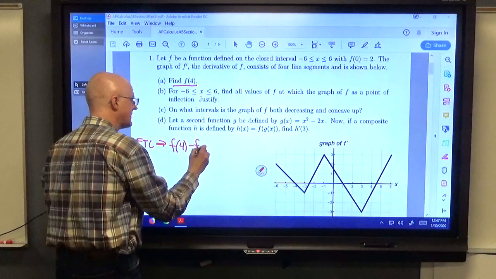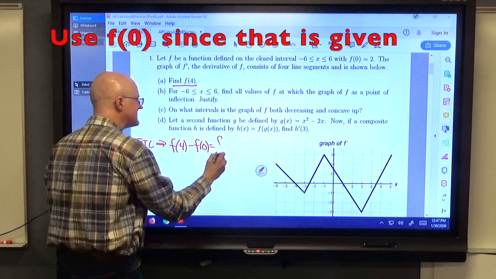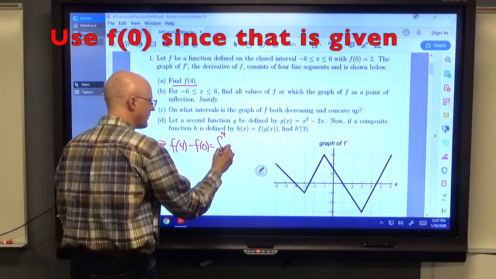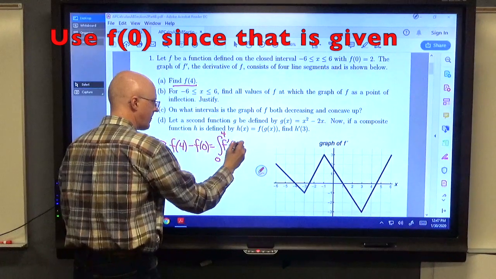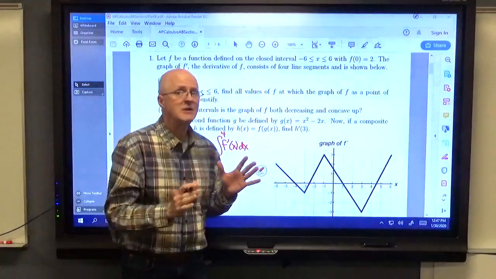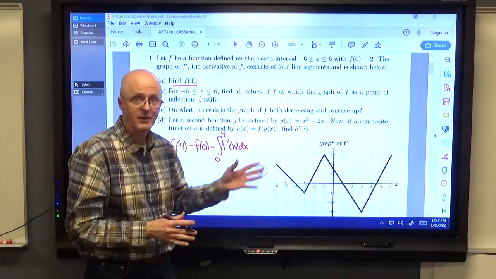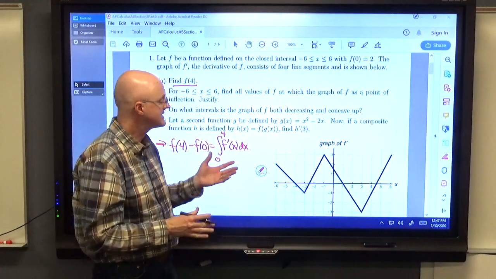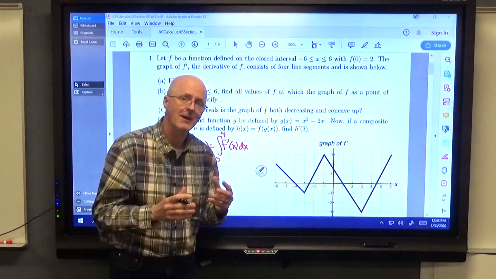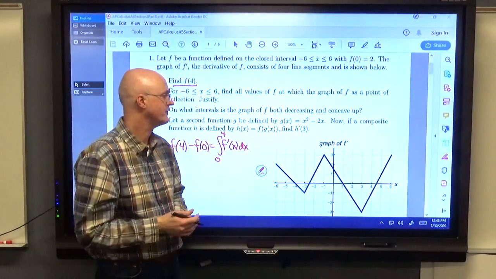F of 4 minus f of 0 is the integral over that interval from 0 to 4 of the rate of change, the derivative, whose graph we are given. Now, you definitely do not want to take the time to try to find a piecewise formula for f prime. Instead, use the fact that it's piecewise linear to help you do this integral by thinking about it in terms of areas. That's really key.